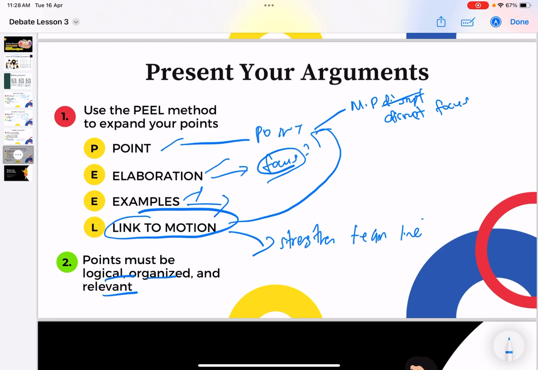So you say, my first point is mobile phones should be banned in the classroom because they disrupt focus, and then you give your elaboration. As a consequence, students would spend more time on their mobile phones looking at their notifications, and this disrupts them from paying attention in the classroom. For example, we have seen time and time again that students always use their phones, and most times their phones are on the table, and this disrupts them from actually paying attention to the teacher.